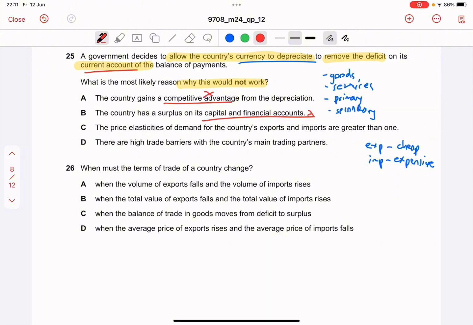Third one says the price elasticities of demand for the country's exports and imports are greater than 1. That must be referring to the Marshall-Lerner condition, which states that if the PED of the country's exports and imports is greater than 1, the country's trade balance will benefit from a depreciation of currency.